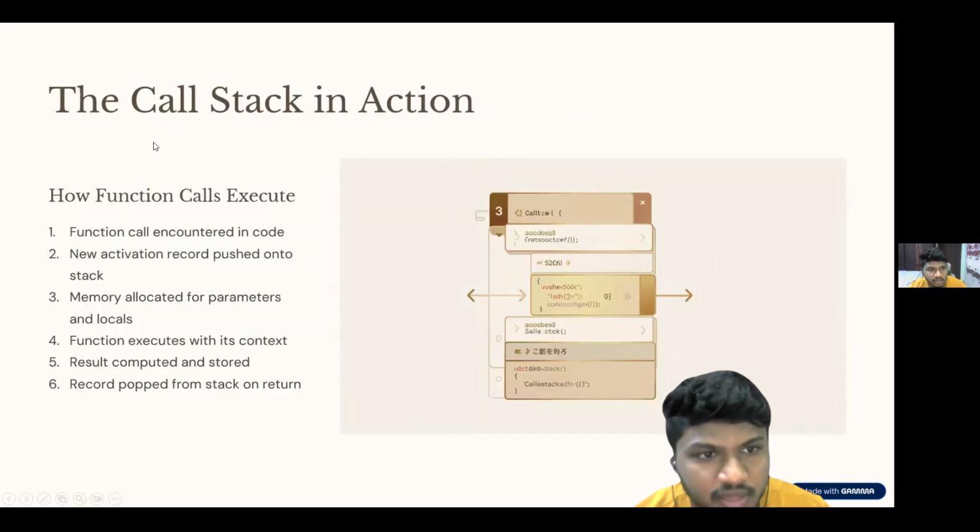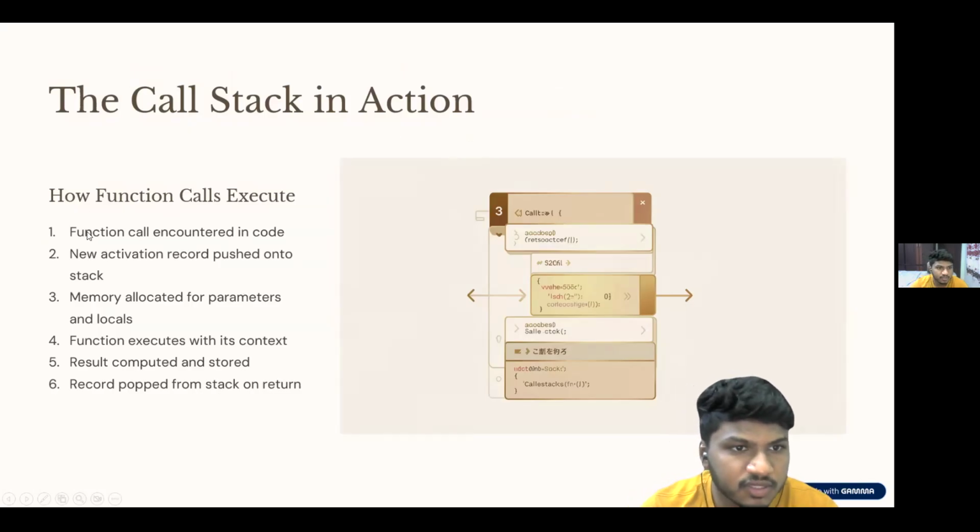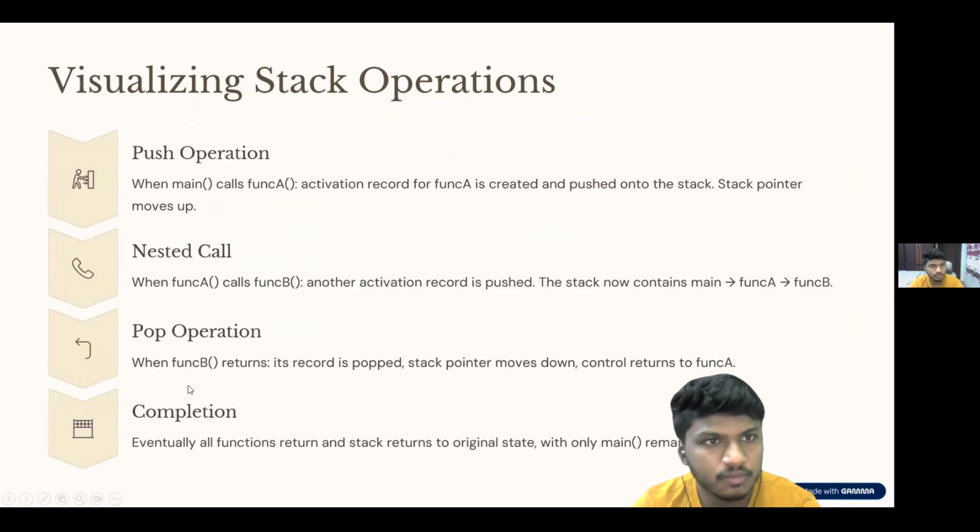So the call stack in action works like this, showing how function calls execute. A function call is encountered in the code, and a new activation record is pushed onto the stack, with memory allocated for parameters and locals. The function executes with its context, the return value is computed and stored, and the record is popped from the stack on return.